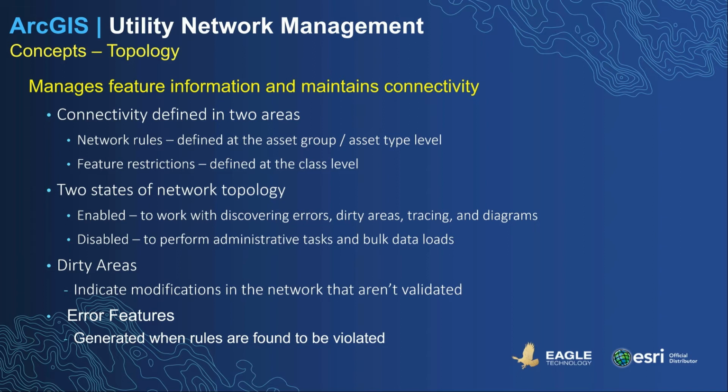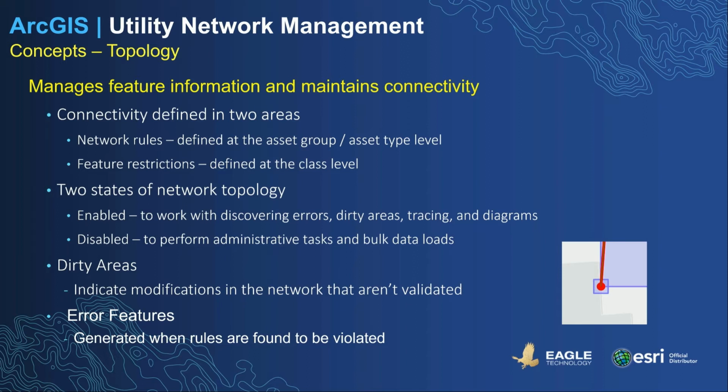Dirty areas indicate parts of your network where the topology has not been validated yet. They will appear after an edit is made in the form of a purple polygon. During validation, the network topology engine will evaluate whether or not the edits comply with network rules and feature restrictions. If they don't comply, we will see error features generated, which are represented as red points or lines depending on the error type. Errors are stored as a sublayer under the utility network layer and can be easily accessed, as I'll show you later. So what do these concepts actually mean when we are working with the utility network?